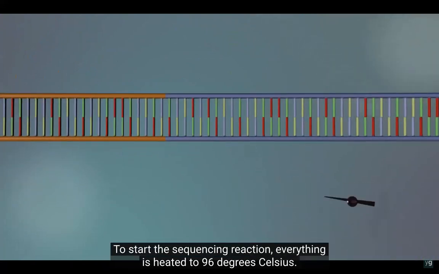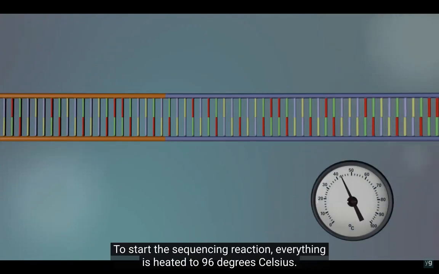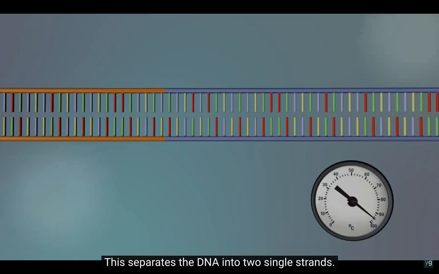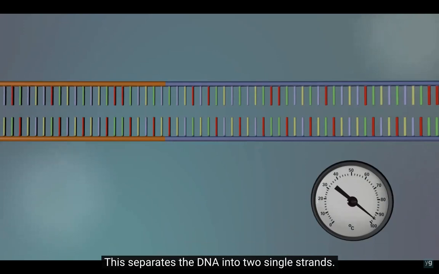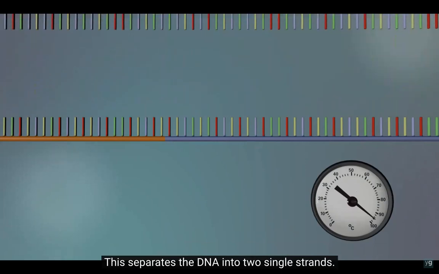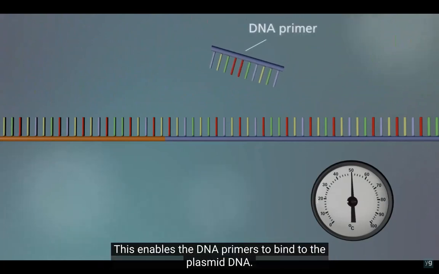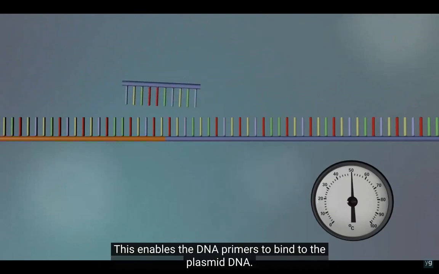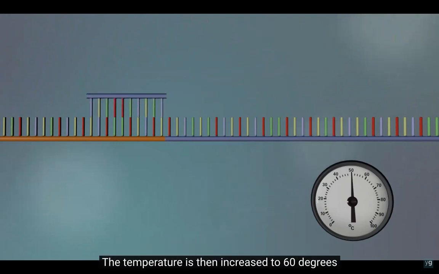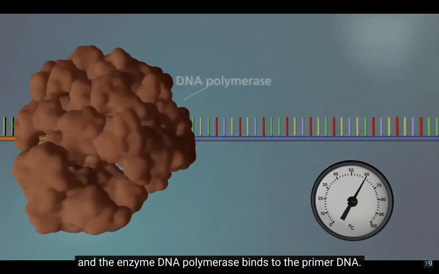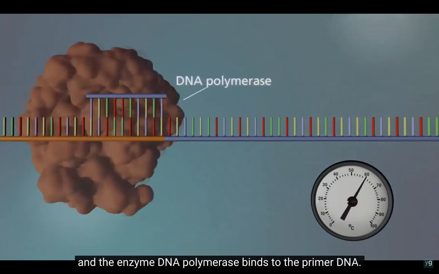To start the sequencing reaction, everything is heated to 96 degrees Celsius. This separates the DNA into two single strands. The temperature is then lowered to 50 degrees. This enables the DNA primers to bind to the plasmid DNA. The temperature is then increased to 60 degrees, and the enzyme DNA polymerase binds to the primer DNA.